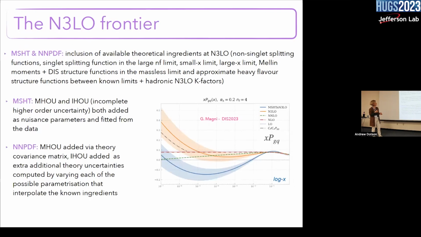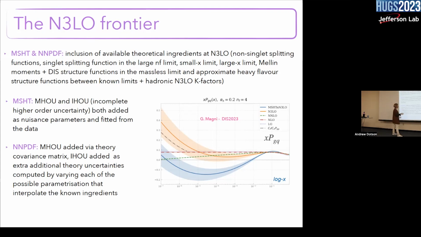Also in NNPDF, we are including all of this, because at N3LO we have some ingredients and people are making a huge effort. There are theorists producing splitting functions, the ones I told you about, which are the kernels of the DGLAP equations at next to next to next to leading order. They are known in some limits of the phase space, and we have some calculations for some of the observables. So in principle, one could include the incomplete higher order uncertainty.